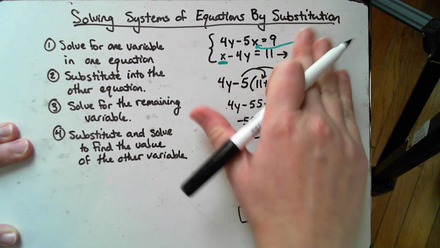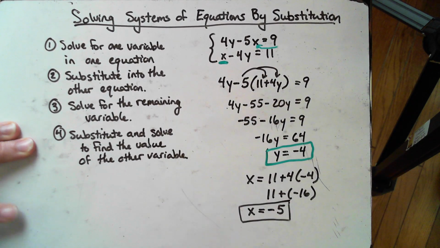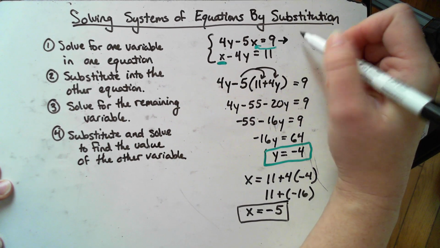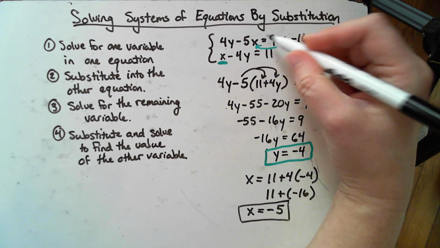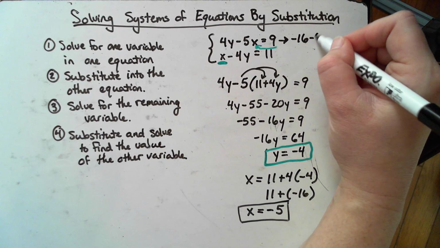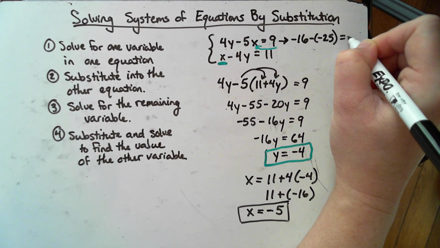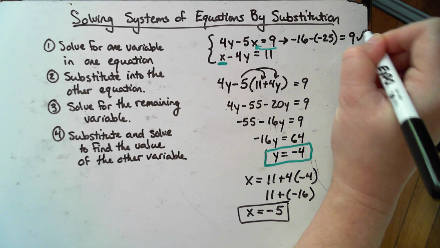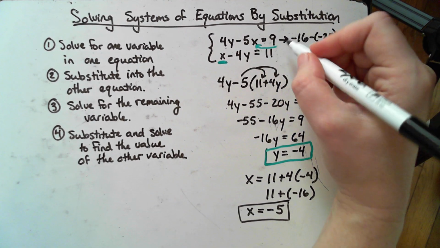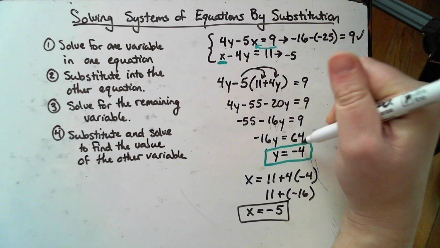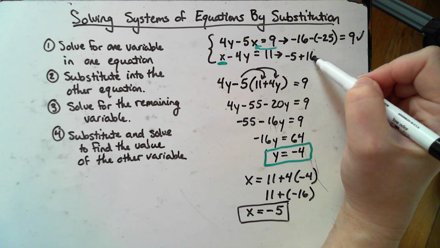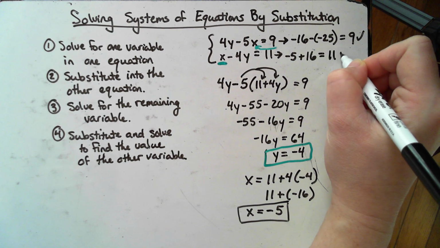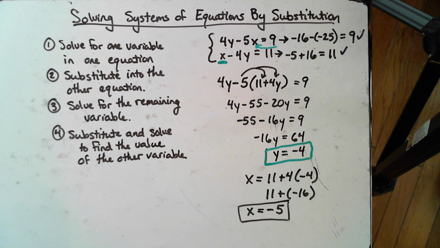So I'm just going to make a little room up here and I'm going to show you that they will work out. Okay, so in this equation, y is negative 4, so I have 4 times negative 4 or negative 16. Minus, and then 5 times negative 5 or negative 25. And that actually does equal 9, so this is true. And I'll do the same thing in this one. X is negative 5, y is negative 4. And negative 4 times negative 4 is positive 16. And negative 5 plus 16 is 11. So it does work there as well. So that's how you solve systems of equations using substitution.